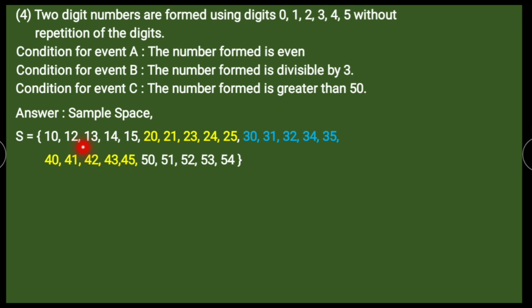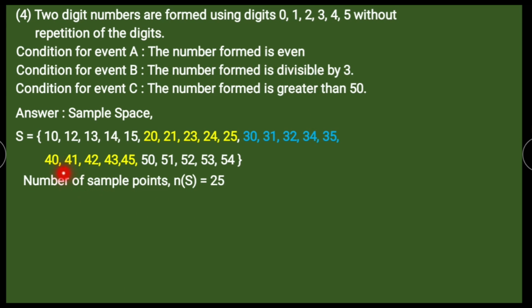So here if you observe, we do not write 11 because the condition is without repeating the digits. We do not write here 22, here 33, here 44, here 55 because we do not require repetition of digits. So here the total number of sample points is 25, and for event A the condition is the number formed is even.